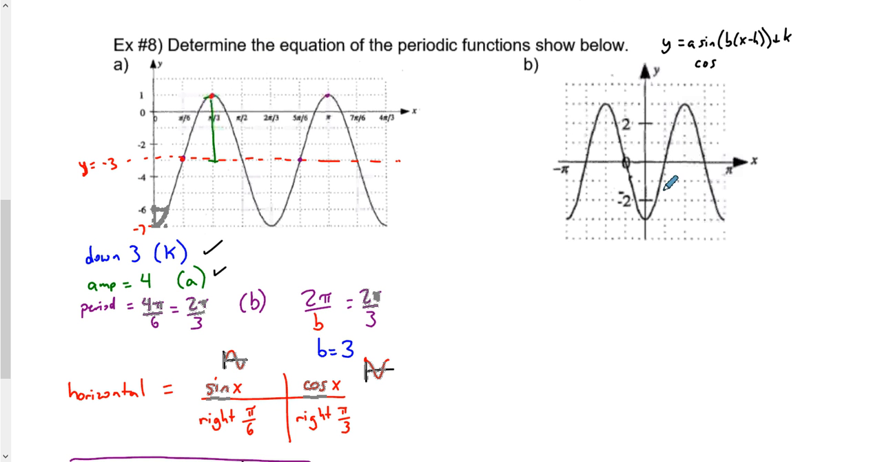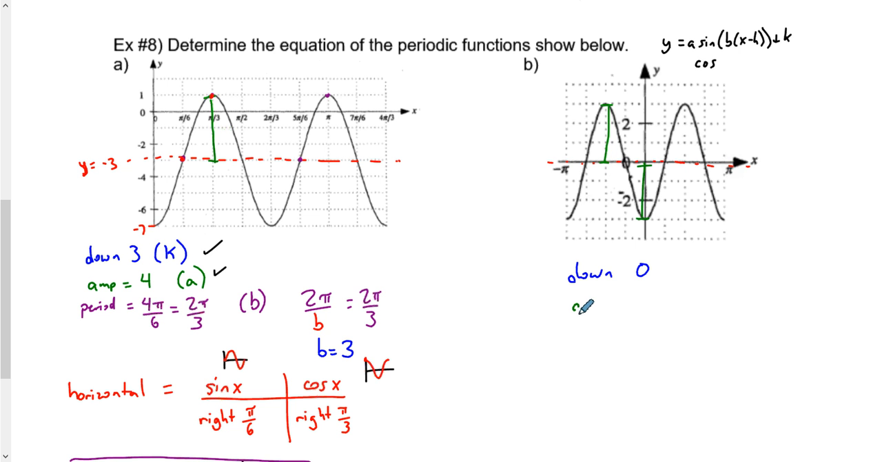Next one. All right. So first thing I like doing is absolutely identifying what that midline is. That way I can do a whole bunch more information. From that midline, it goes up 3 and down 3. So whether it's a sine or cosine graph, both of them start on the have a midline of the x-axis. In this one, it hasn't moved up or down at all.